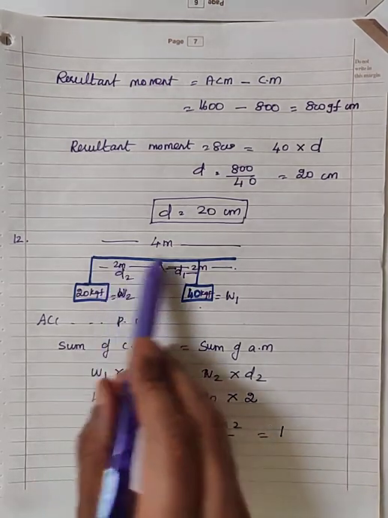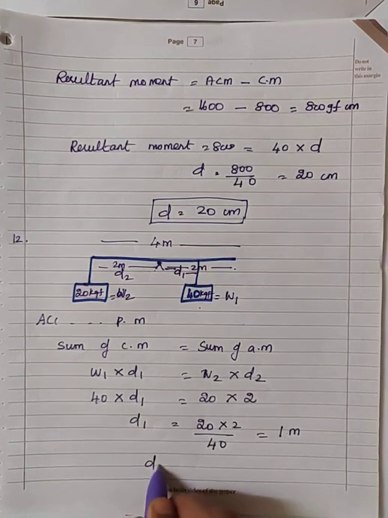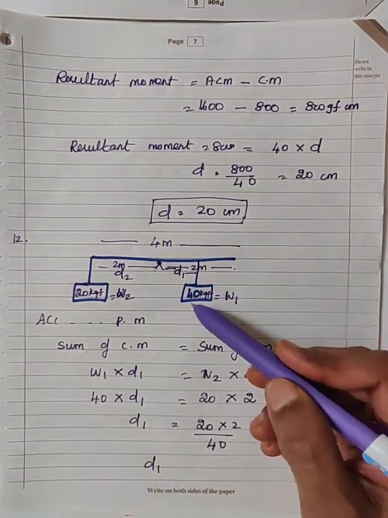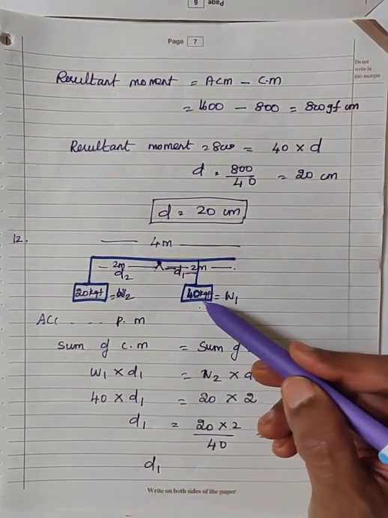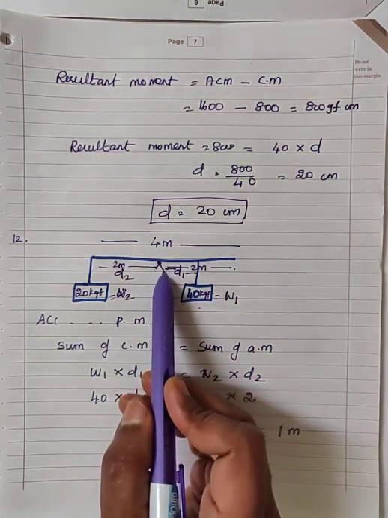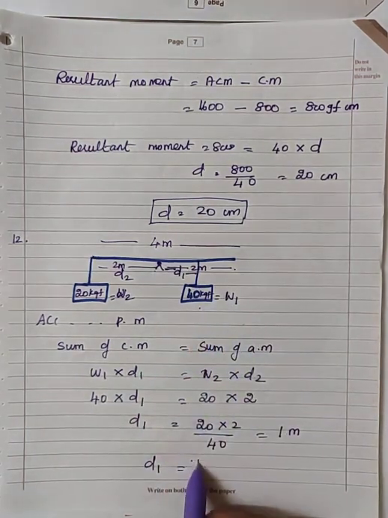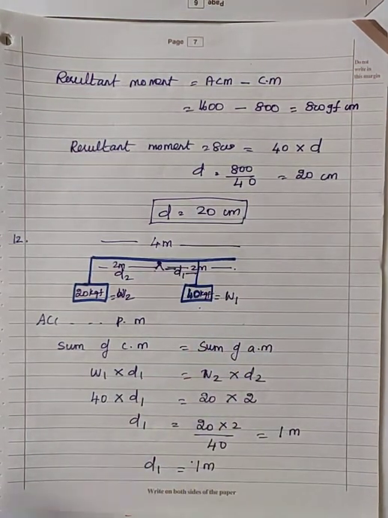Here the distance is given in meter, so we have to represent this also in meter. That is, the person whose weight is 40 kilogram force should be seated at a distance of 1 meter from the pivoted point. So D1, he should be placed at a distance of 1 meter from the pivoted point.